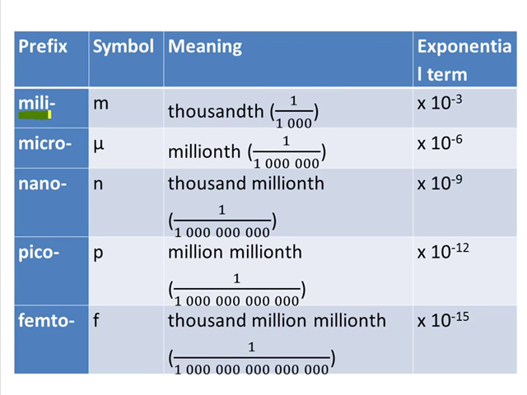Milli means 1,000th, 1 over 1,000. In other words, times 10 to the power minus 3. Micro, the symbol is the Greek letter mu, which you write sort of like a curly U, and it means a millionth. 1 over a million. In other words, times 10 to the power minus 6. Nano, 10 to the power minus 9.